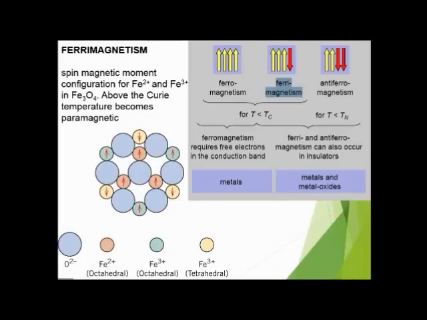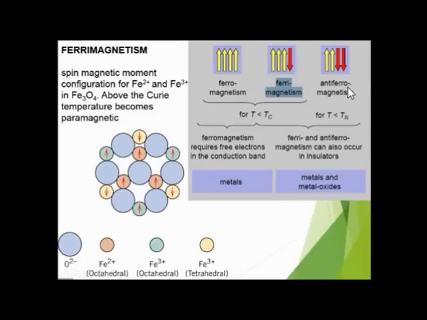Now there is ferrimagnetism: spin magnetic moment configurations for Fe2+ and Fe3+ in Fe3O4, ferrous oxide. You can see, in the case of ferromagnetism, all the dipoles, all the moments are aligned in the same direction. In the case of ferrimagnetism, most of them align in the same direction, but some are anti-parallel to them.